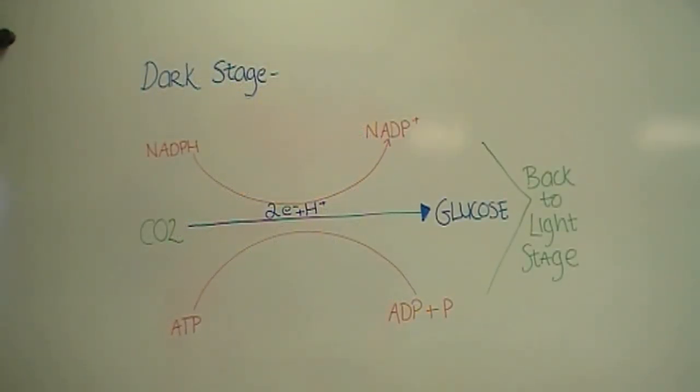The dark stage is light independent. It occurs in the stroma of the chloroplast. Carbon dioxide is needed for the dark stage to occur. NADPH from the light stage breaks down, releasing NADP plus, 2 electrons, and a proton. ATP breaks down to release ADP plus a phosphate plus energy. Carbon dioxide then combines with the two electrons, the proton, and using the energy from the breakdown of ATP to form glucose.